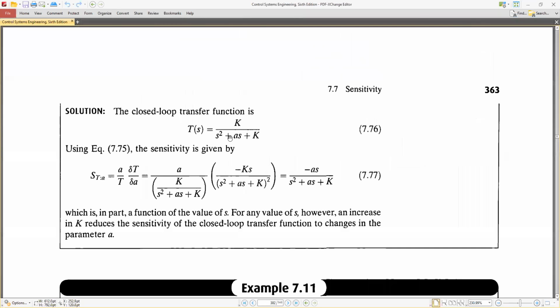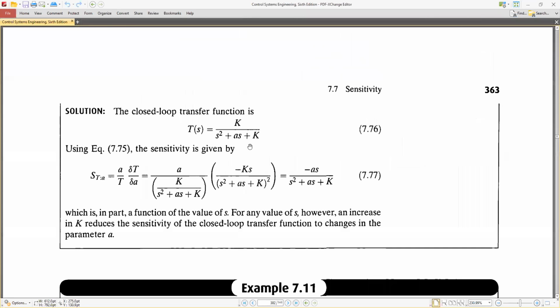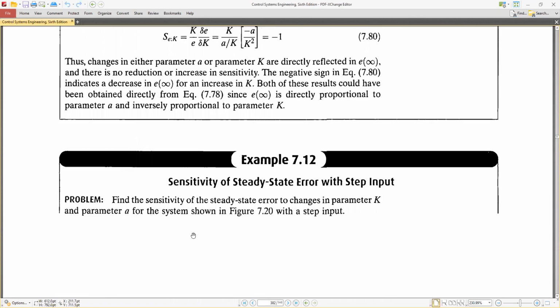At first of all, they check this one, K/(s(s+a)). So find T(s), this closed loop transfer function. Now put the value, delta T by delta a. We know T(s), so that is delta T by delta a. Calculate this one, minus s by s, which is in part a function of the value of s. For any other value of s, however, an increase in K reduces the sensitivity. Okay, so like this.